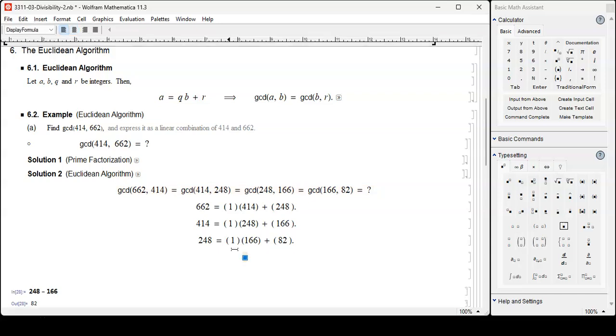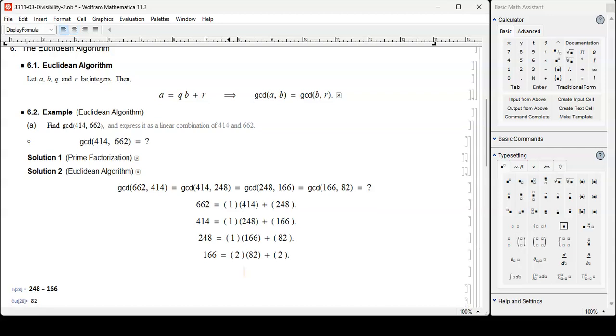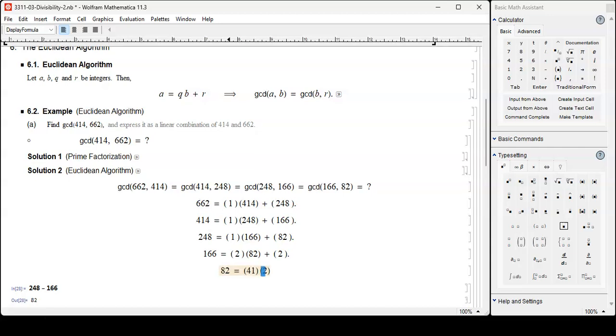So make another division. 166 is the quotient, some quotient, remainder, like this. So multiply by 2, then 164. So we get remainder 2, and that's it, I guess. That's a prime number, so we cannot go down any further. But just for argument's sake, let's write one more. 82 is 41 times 2 plus 0.